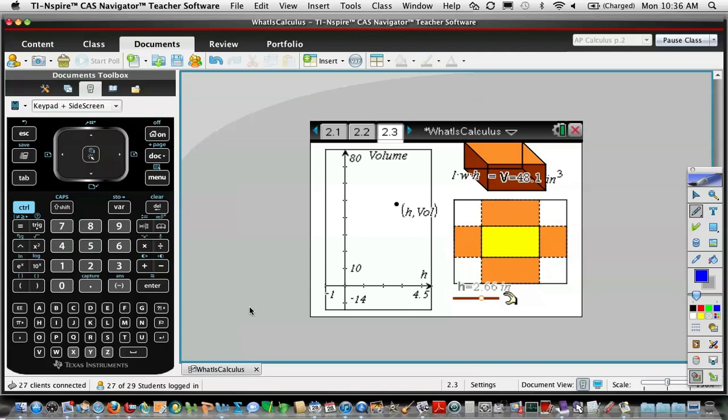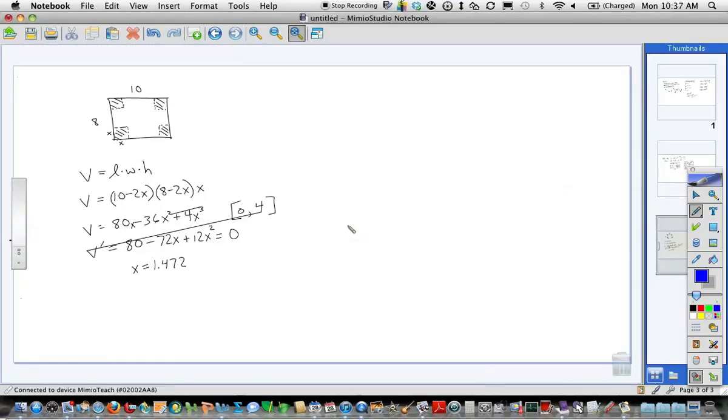So what do we get? X equals 1.472. So I went 3 decimal places. Is that rounded or would it round to 3? It doesn't matter. And there's another one, isn't there? Yeah, x equals 4.528. Okay? All right, now those are my stationary points.